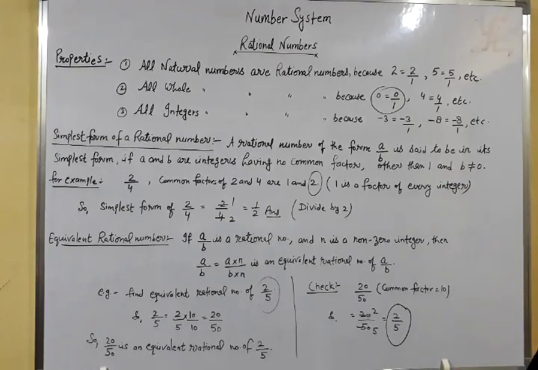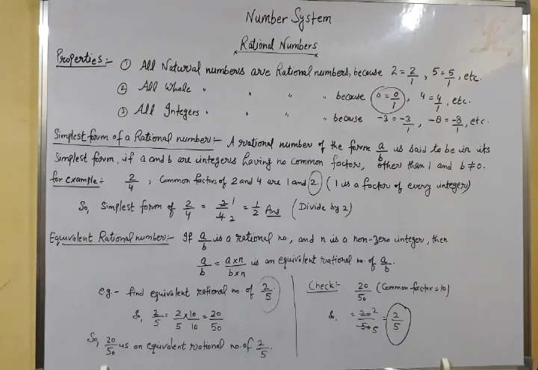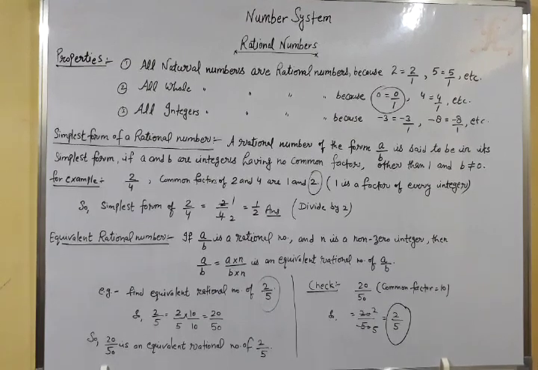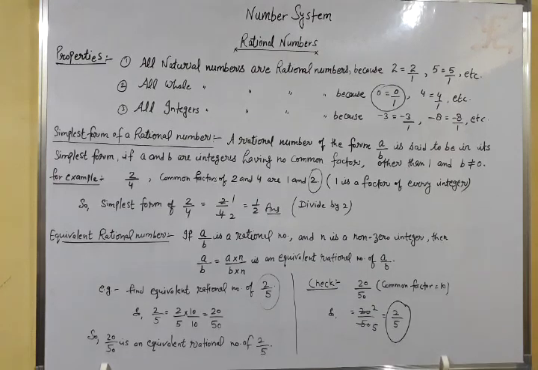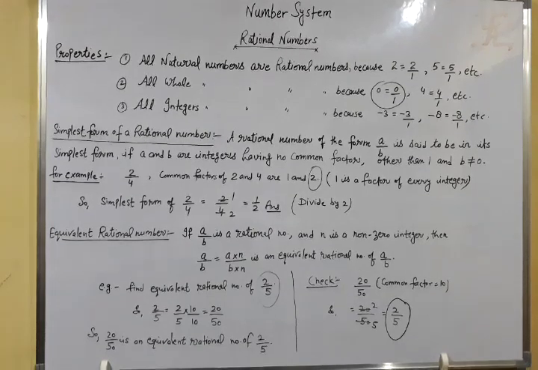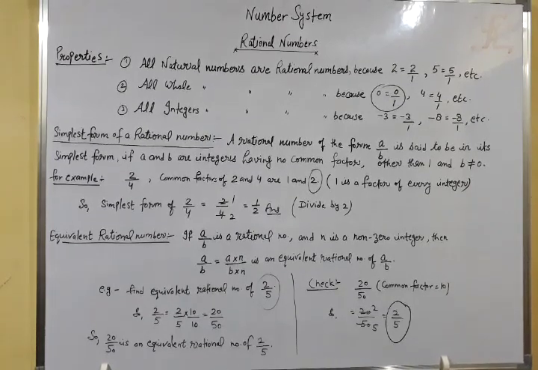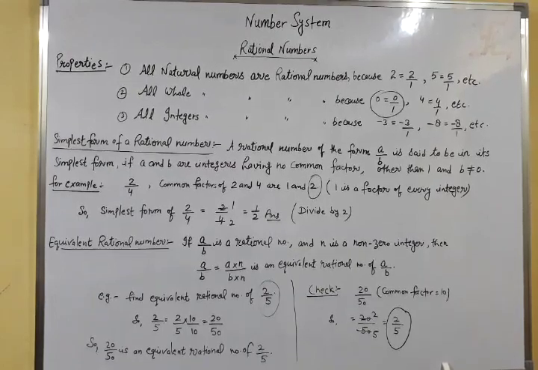In this video, we will study rational numbers in detail. Do you know what rational numbers are? Yes, the numbers which can be represented or written in the form of a upon b, where a and b both are integers and b is not equal to 0, are known as rational numbers. Here we will study some properties of rational numbers.